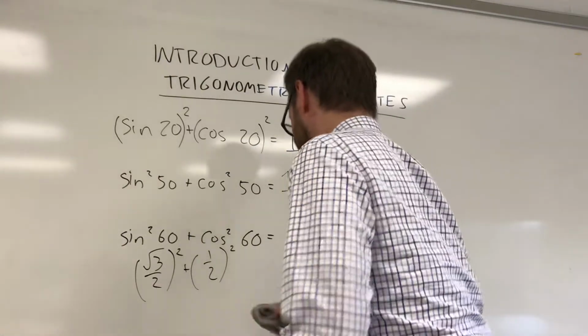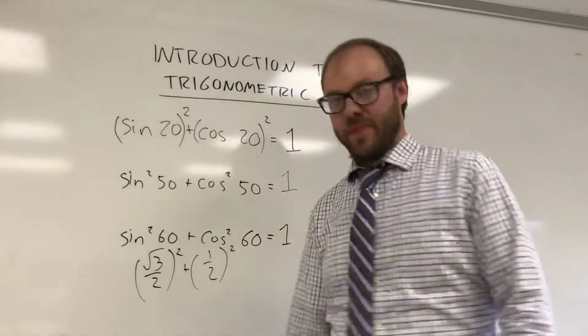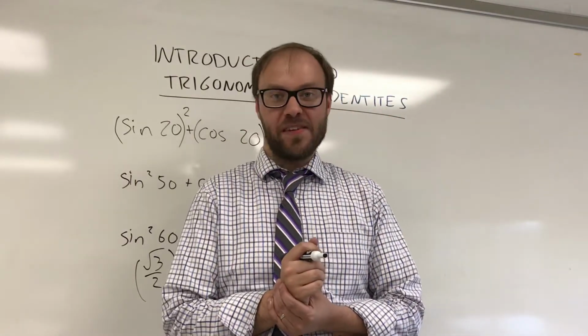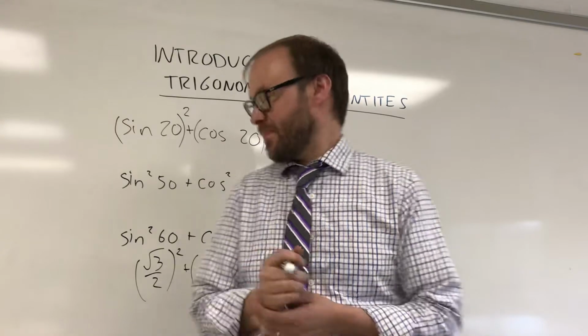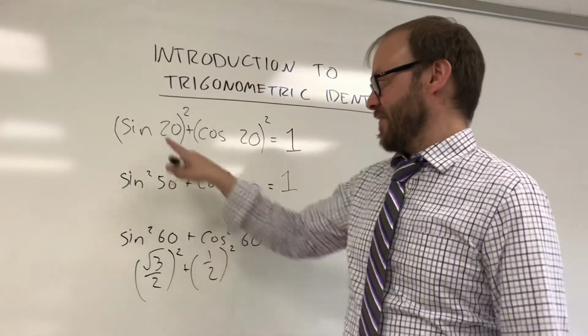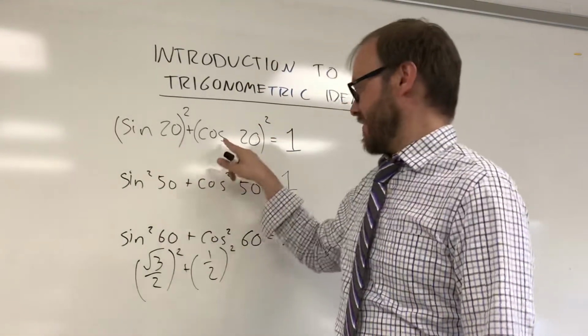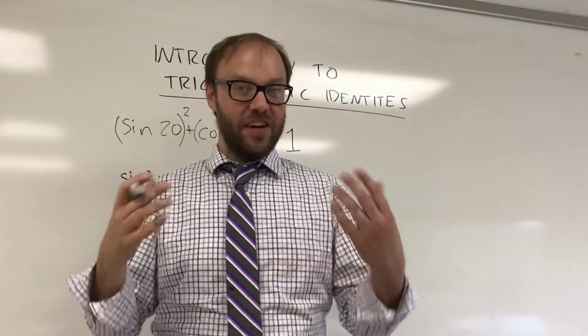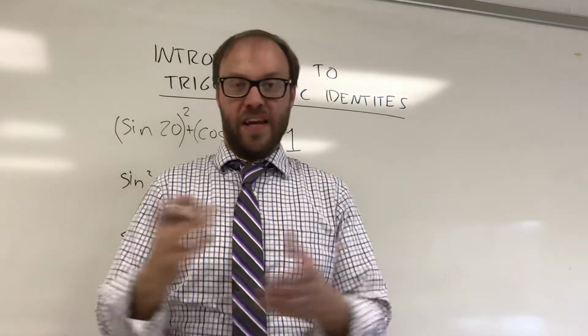Okay? Did I prove anything there? No. Does it seem like we got some kind of a pattern here? Yes. Okay? It seems like if you take the sine of an angle and you square it, and you take the cosine of an angle and you square it, you add those two things together, it's starting to look a lot like we always are going to get 1.